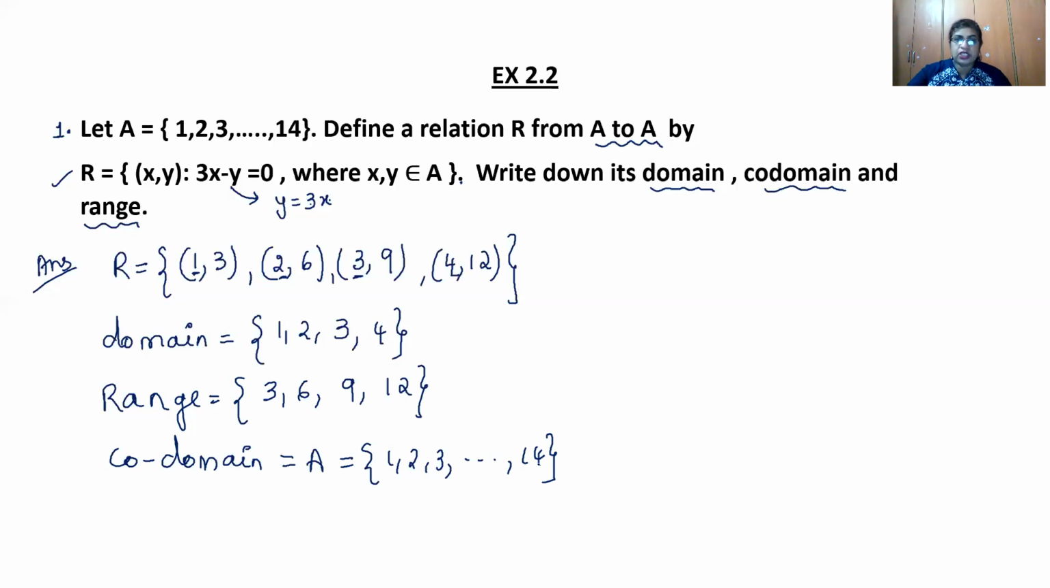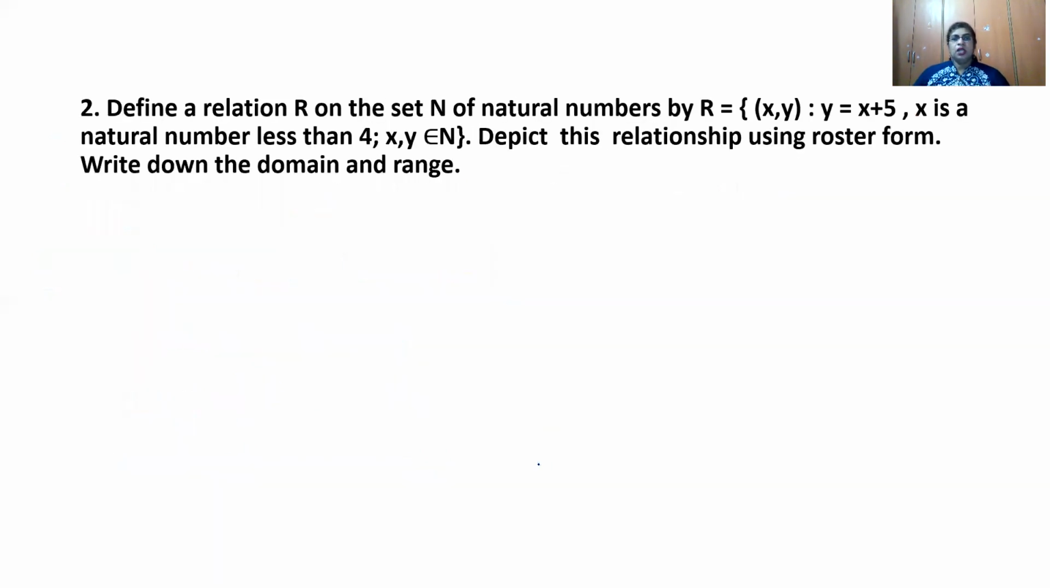Yes. So we move on to the next question, the second one. What is given here in the second question? Define a relation R on the set N. What is this N now? Natural numbers, by R equals the set of all (x, y) such that y is equal to x plus 5, and x is a natural number less than 4. This is very important. x is a natural number which is less than 4. So depict this relationship using roster form.